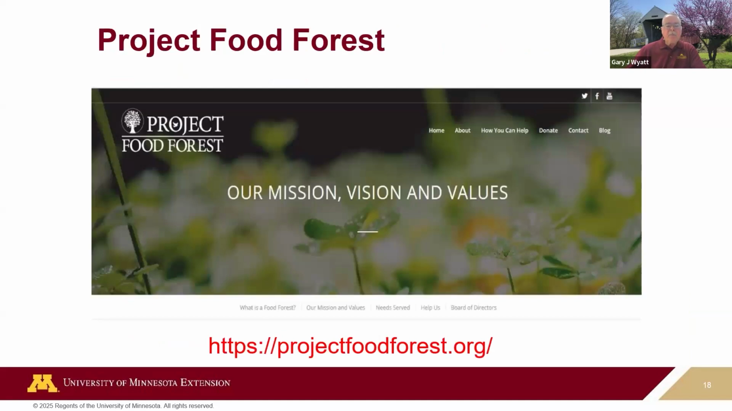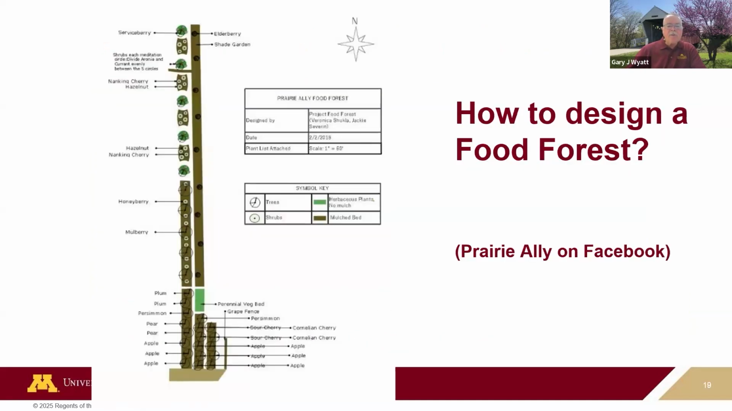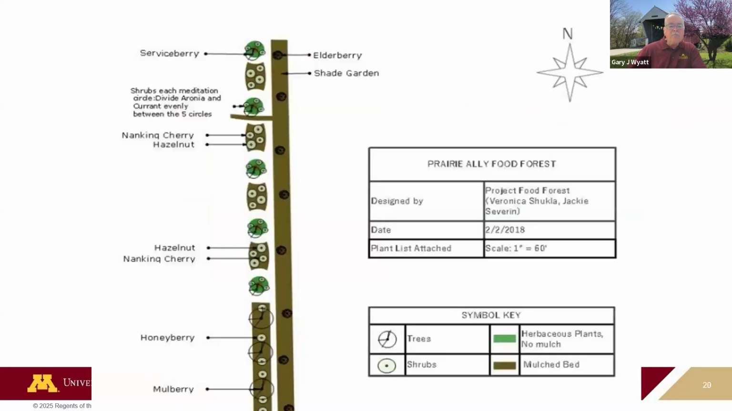So this is the Project Food Forest down at Sioux Falls, South Dakota. And they helped with the design of the food forest in Rock County. Here's the design here. I think I've got some pictures that are a little bit bigger than this, so you can see what produce and what fruits and nuts are planted. Prairie Alley on Facebook is their name. And so this is north and south.